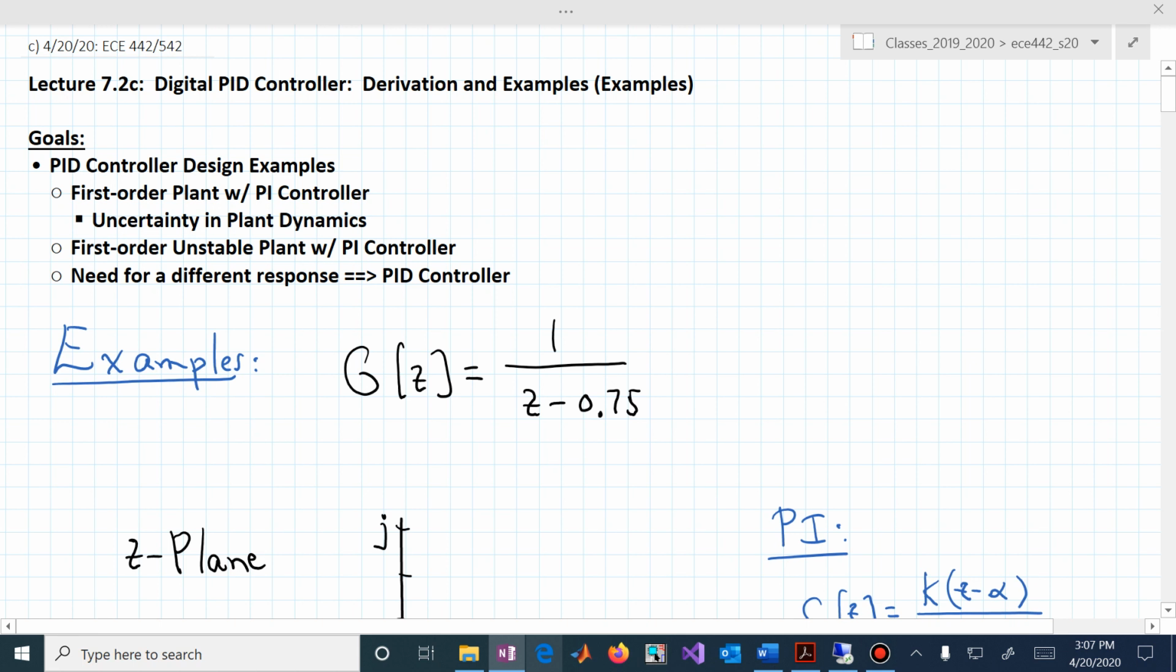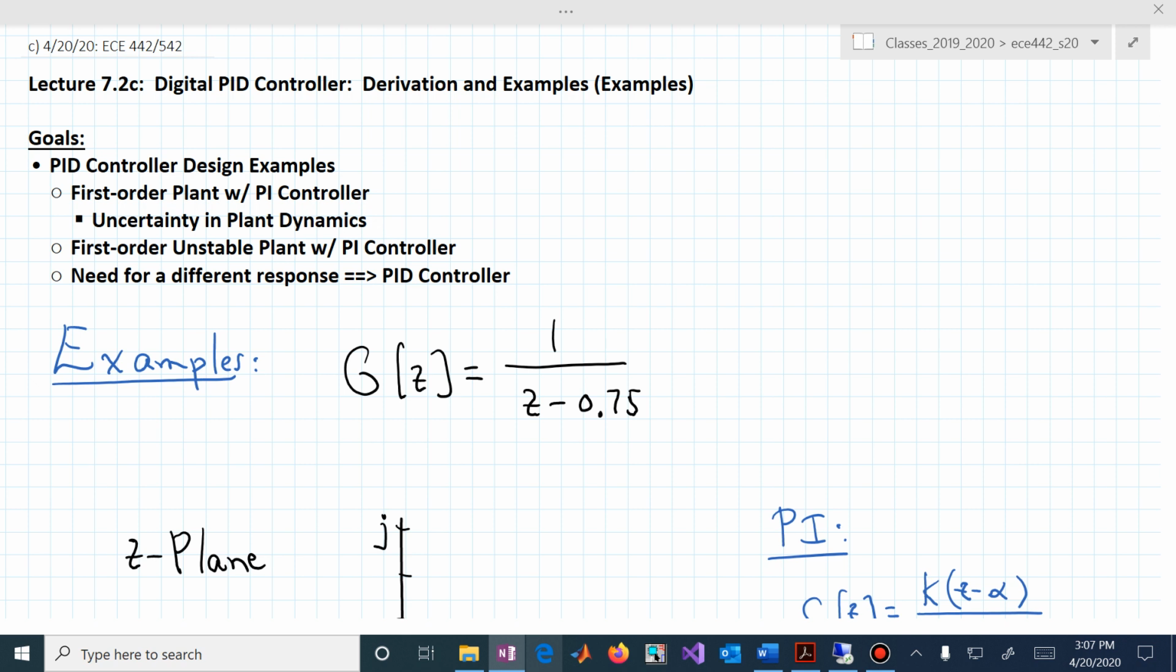442-542. This is the third segment of Lecture 2 in Unit 7. This is Lecture 7.2c, where we are going to run through some examples of how we might design PID controllers, and actually we'll work our way up to that by looking at PI controllers applied to a first-order plant that's stable, but might have some uncertainty in the plant dynamics.